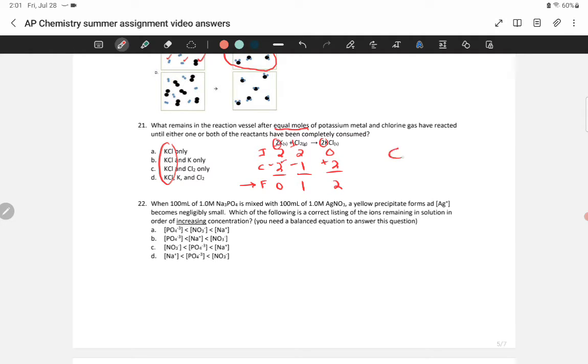So what's in the beaker when we're all done? We had Cl2 left over, and we made KCl, which looks like that's answer C. So we're going to start to see a theme here with these questions with stoichiometry.